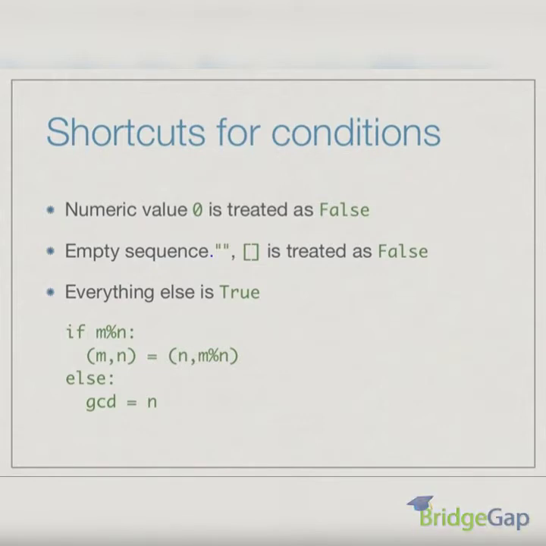Everything else is true. Here is just a small example for you to understand how you can remember which value relates to what. For example, if the condition in the if statement, m modulus n, comes to be true, only then the first statement executes. If it is not so, then the else part executes, which says gcd is equal to n.